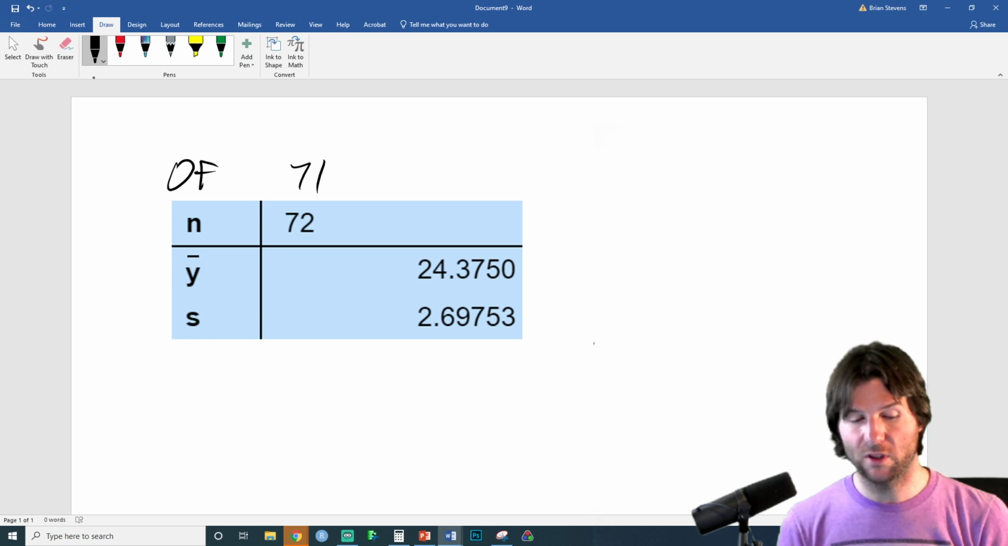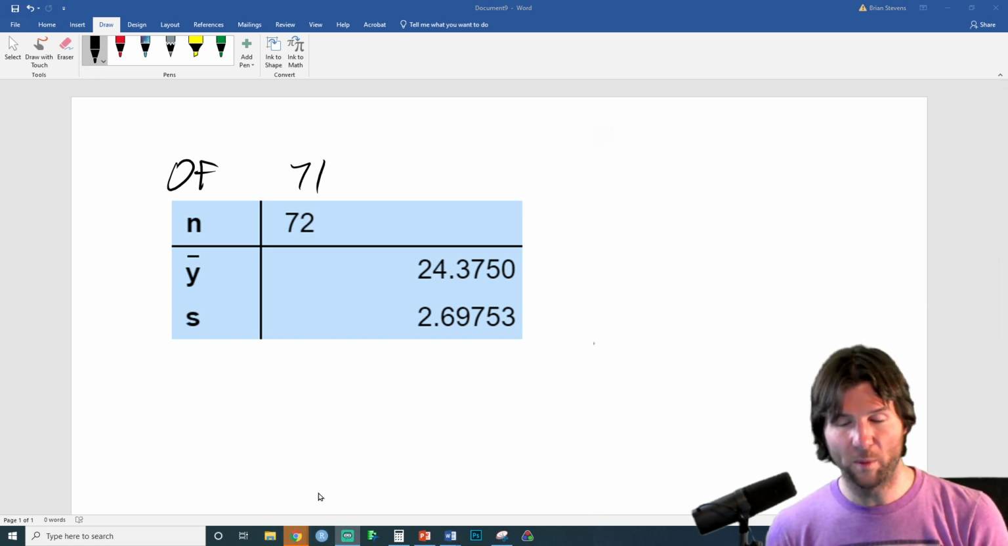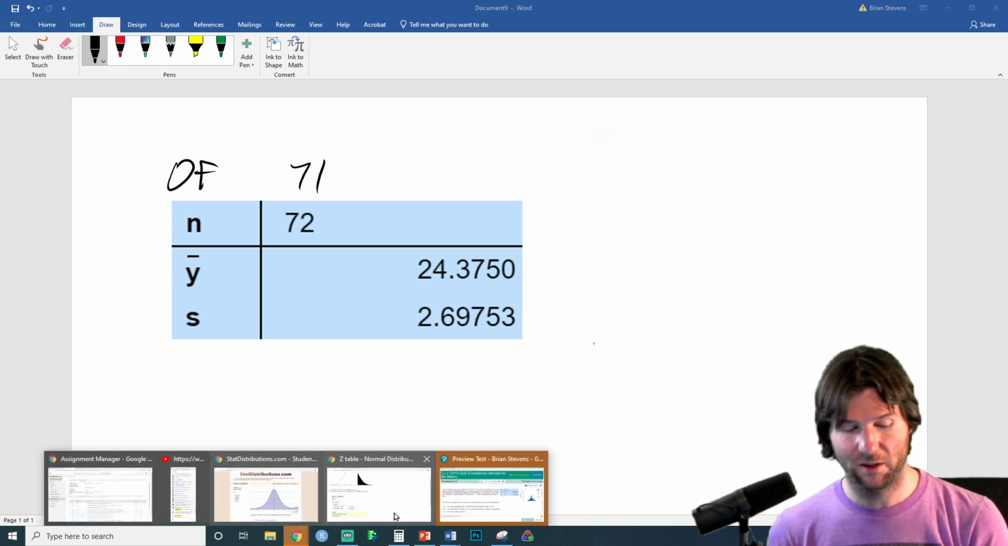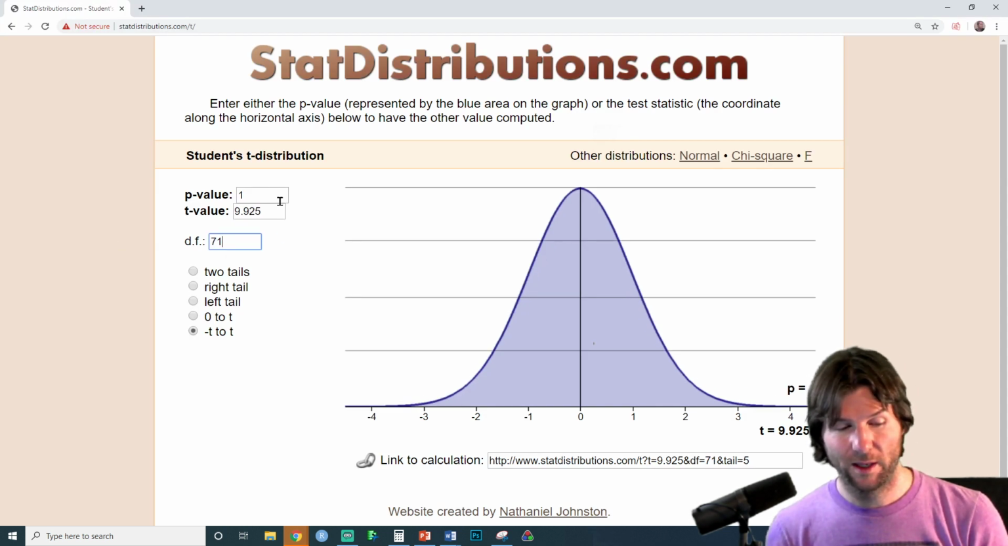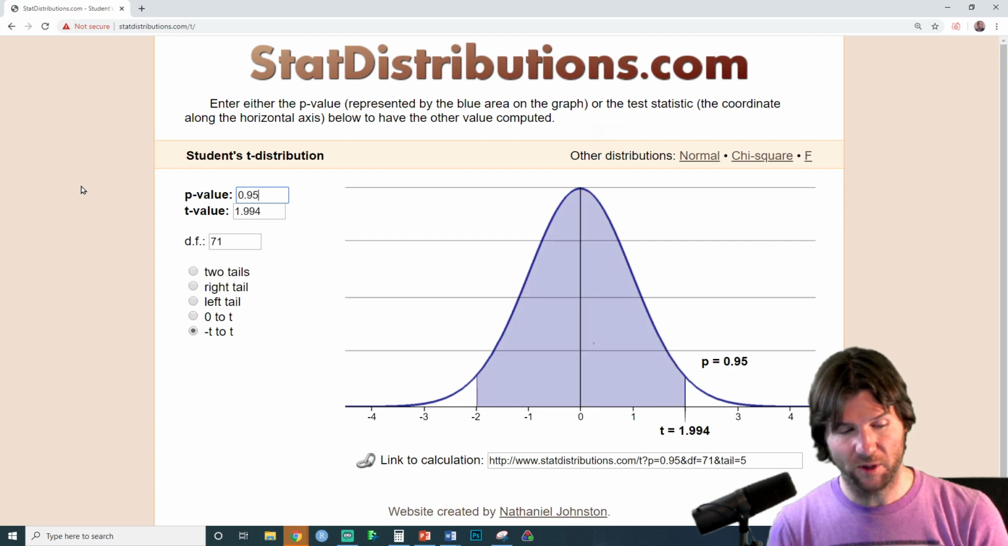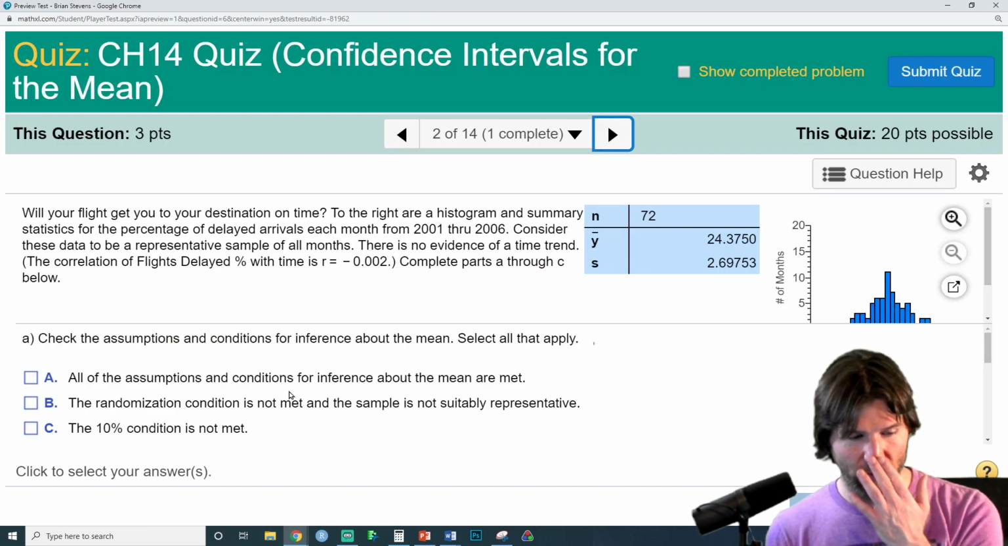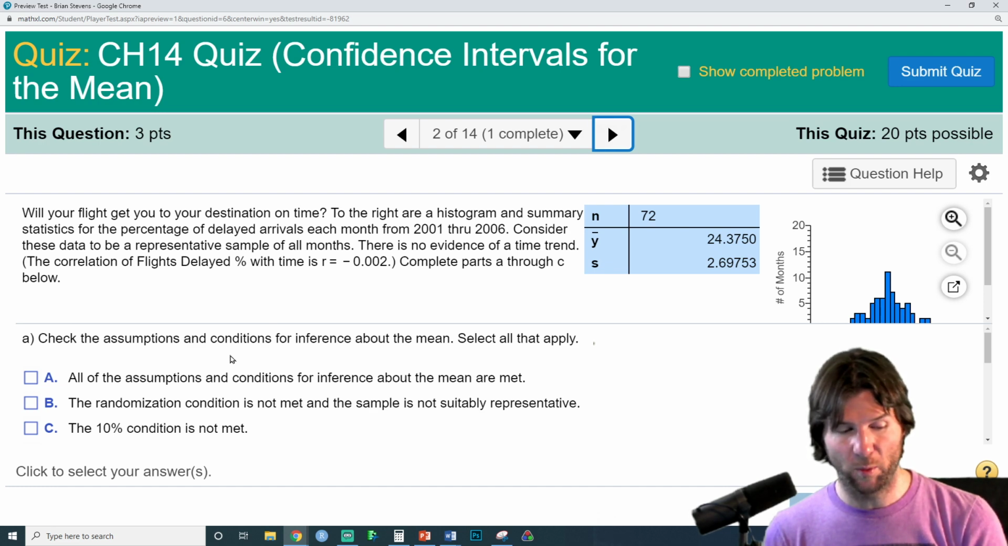Now, as soon as I know my degrees of freedom, I instantaneously go over to the site right here. I put in my degrees of freedom. And for the moment, I'm going to assume they want a 95% confidence interval. Let me check the question. It doesn't say yet, but we'll assume.